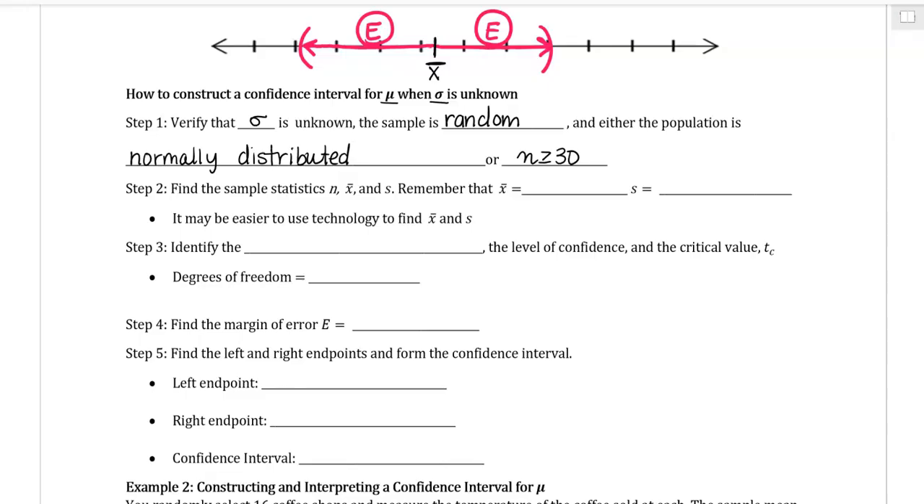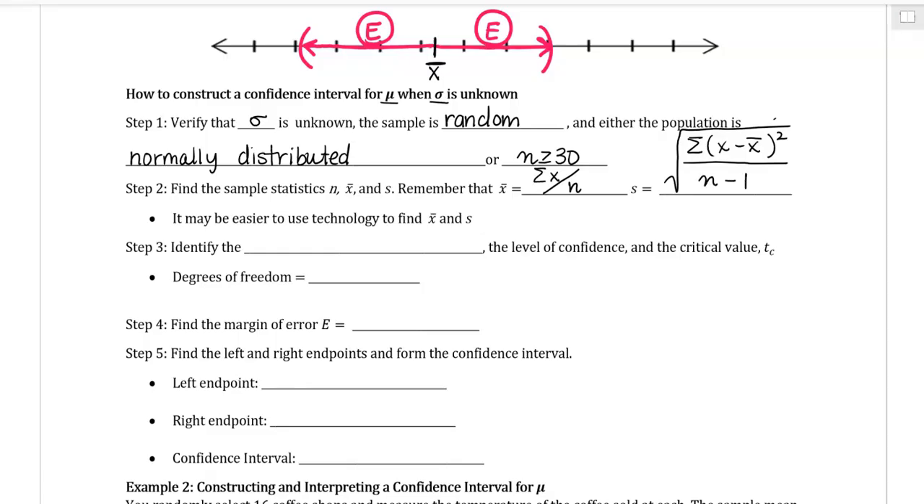We need the sample statistics N, X bar, and S. That's the sample standard deviation. We do know that X bar is the sum of all the X's divided by the sample size N. And if you remember the formula for the sample standard deviation, it is the square root of the sum of all of the X's minus the sample mean, and all those differences should be squared, and all of this is divided by N minus 1.